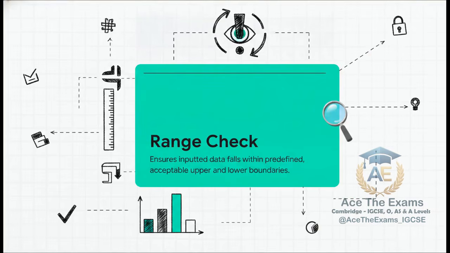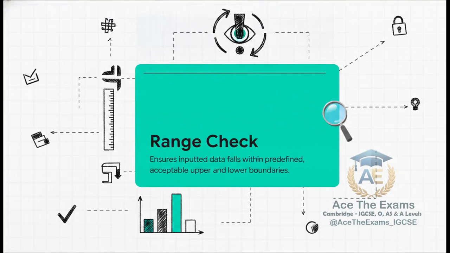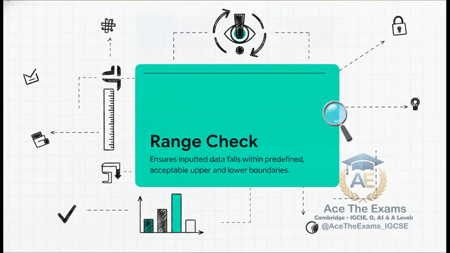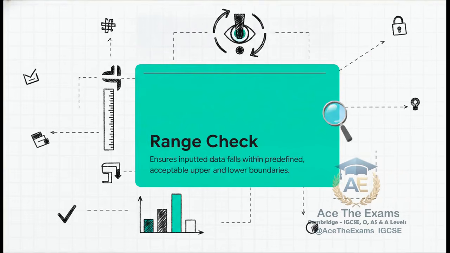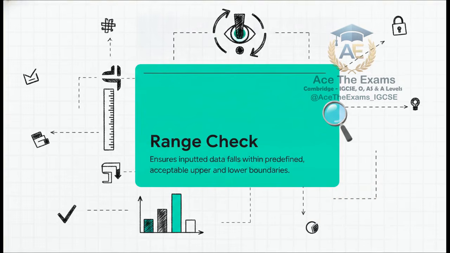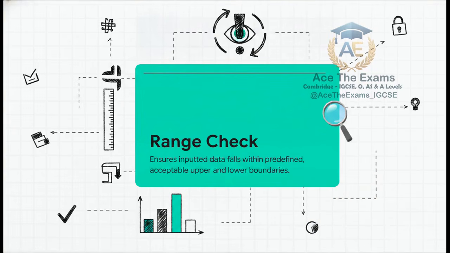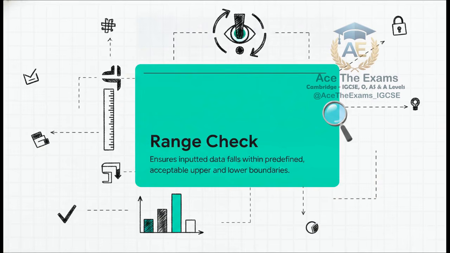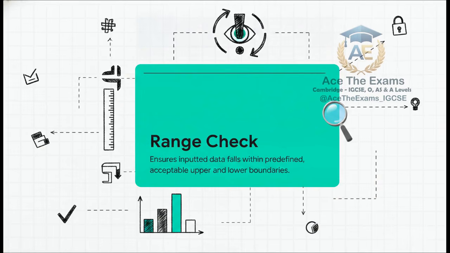Okay, let's establish our baseline right here. A range check is a data validation method ensuring that inputted data falls within predefined acceptable upper and lower boundaries. Sounds simple, right? But pay very close attention here. The source material issues a massive examiner alert on this exact topic.